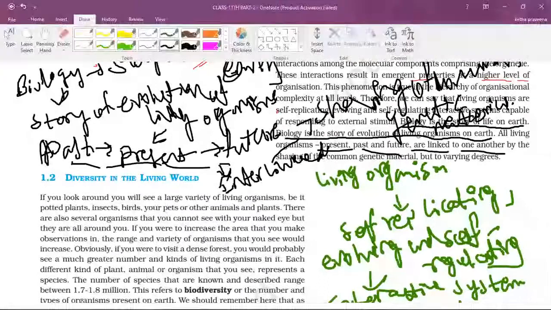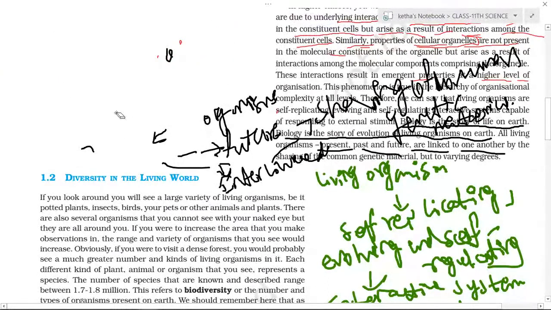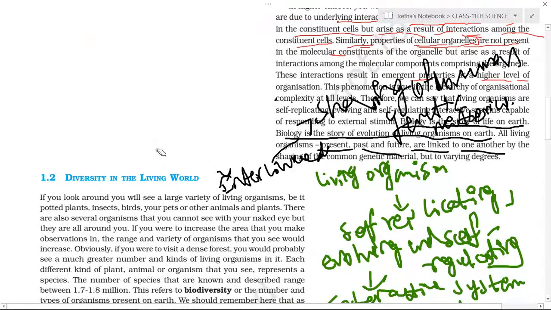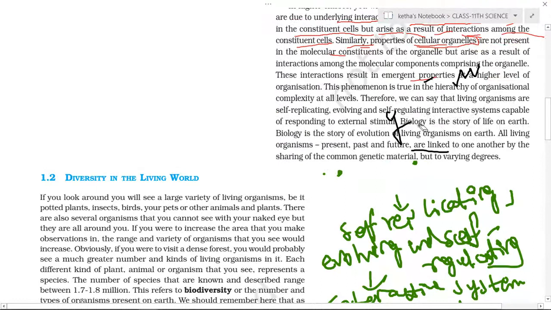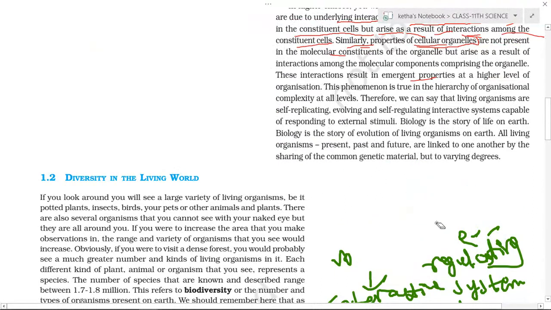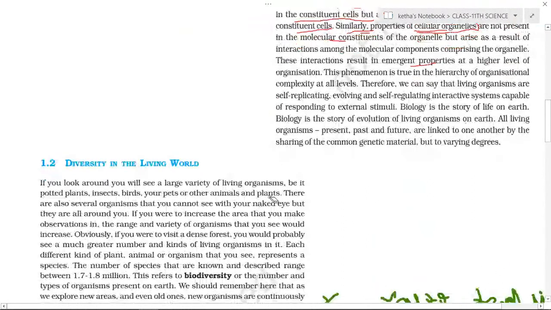Sorry for my handwriting, as it is looking very horrible because I am writing with my mouse. So my handwriting is looking ugly. Sorry for that.